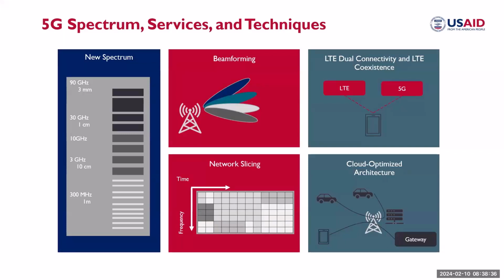So higher frequency, nasa millimeter na tayo, which operates at a frequency above 24 gigahertz. Millimeter wave communication enables the use of much larger bandwidths, up to 800 megahertz or more, which can support data transfer rates of 10 gigabits per second. Yun nga. So however, millimeter wave communication has a shorter range than previous wireless technologies and can be affected by obstacles like buildings and trees.